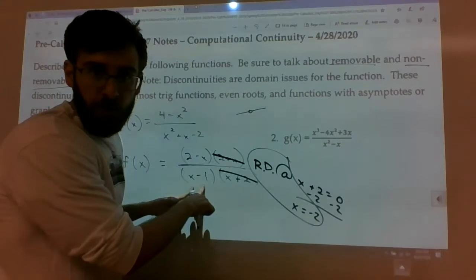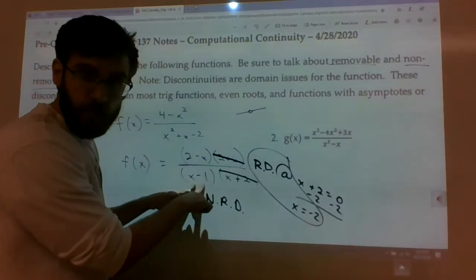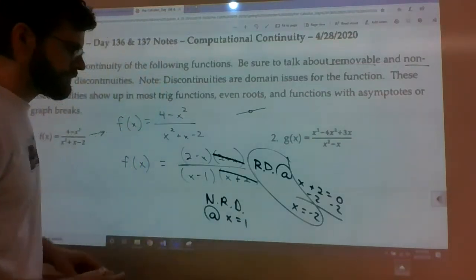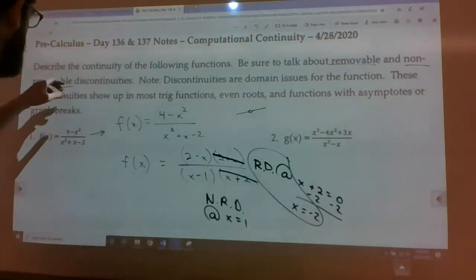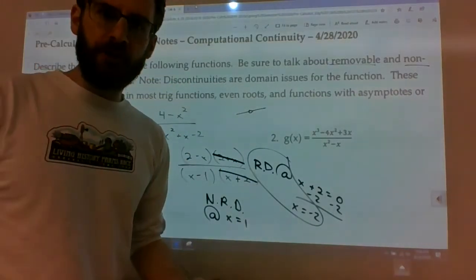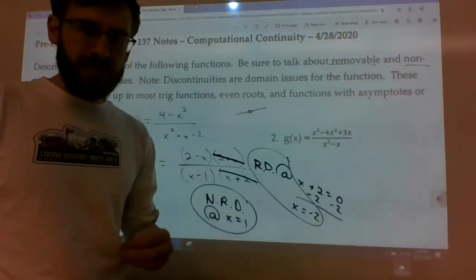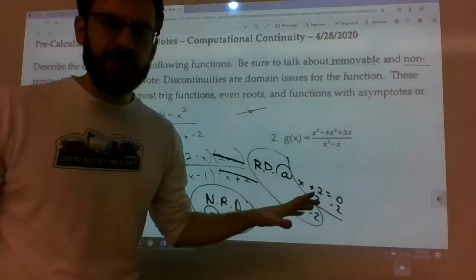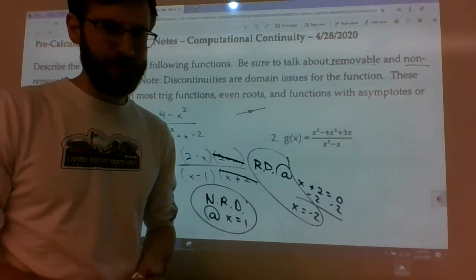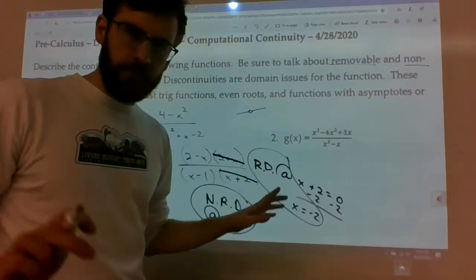Asymptotes are non-removable discontinuities. So you have a non-removable discontinuity at x equals 1, at x minus 1 equals 0. So when it says, describe the continuity of the following functions, I guess it's okay for you to just say it's non-removably discontinuous at x equals 1, and it's removably discontinuous at x equals negative 2. Continuous everywhere else. Yeah. So, if you express yourselves this way, I'm cool with that.